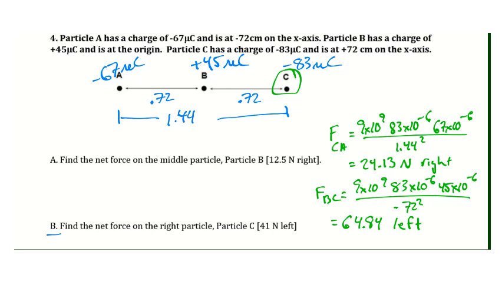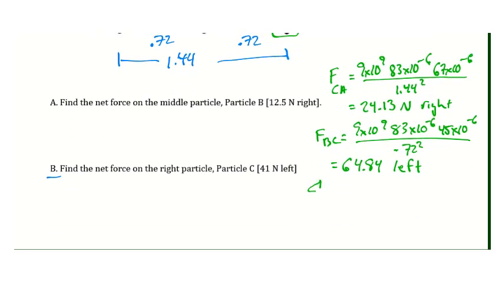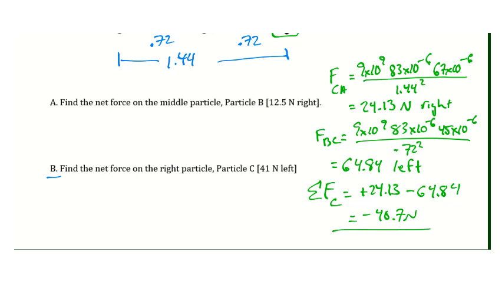Now this problem was about net force, so we know the net force is the sum of all forces. So the net force on particle C is equal to a positive 24.13. That's our rightward force. We typically make left negative, so minus 64.84. And when we do that, we get negative 40.7, which I've rounded here to be 41 newtons left. So there it is. There's your net force on C. Hope that was helpful.